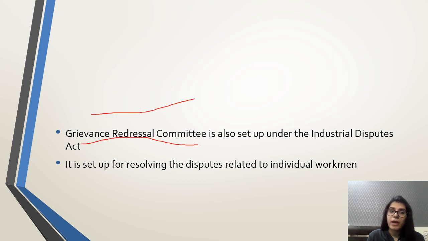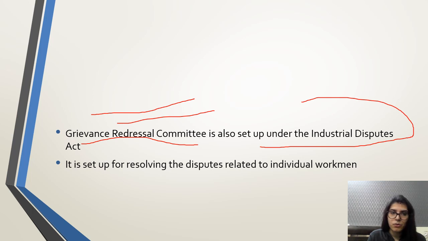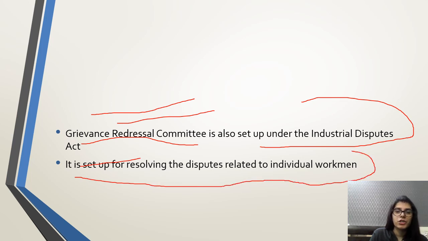this example also I had given that even Grievance Redressal Committee is also set up under the Industrial Disputes Act. So work committee, Grievance Redressal Committee. So you should remember that these are bipartite committees, okay? And it is also set up for resolving the dispute related to individual workmen. So obviously, whenever we are working in an organization, there can be grievances between individual workmen as well, okay? So there should be a committee for them. So Grievance Redressal Committee helps in resolving the disputes of the individual workmen.